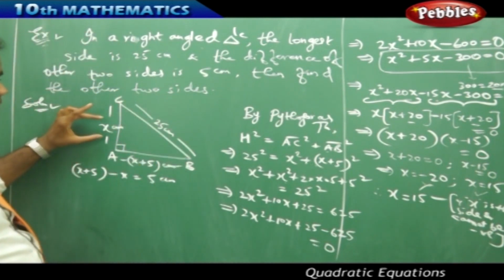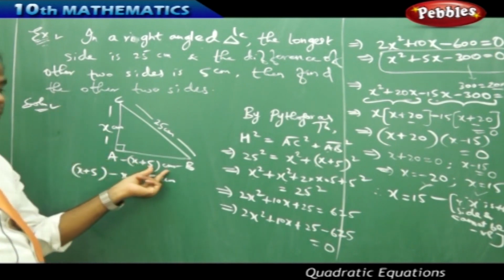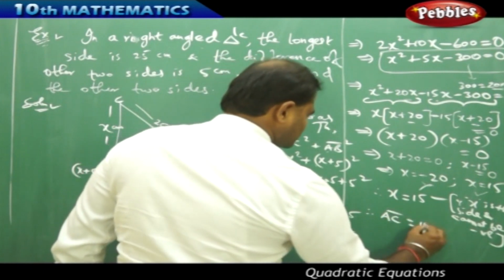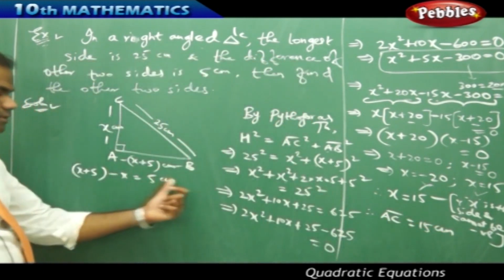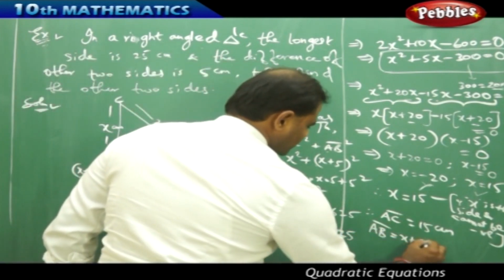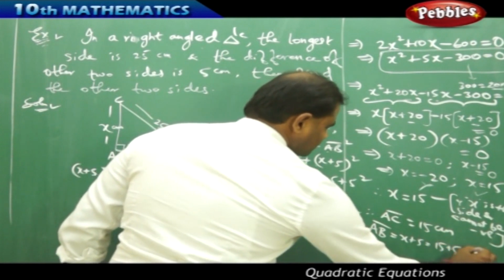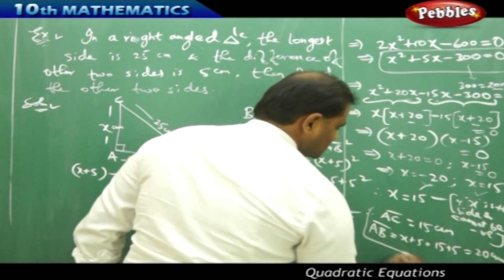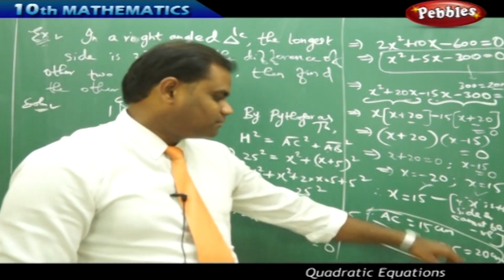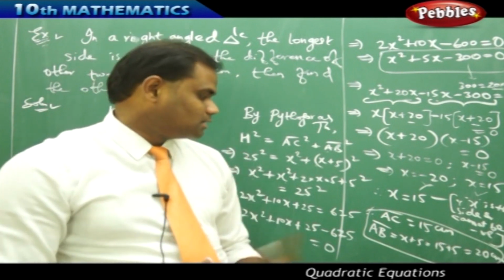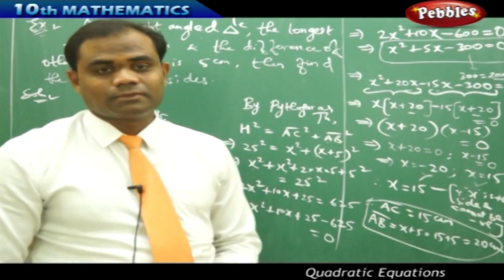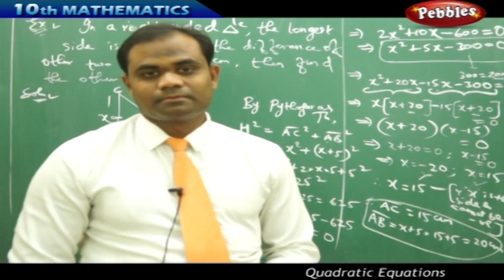But indirectly the question here is to find the other two sides. I can find the sides. One of them is 15, the other is 15 plus 5. Therefore, AC is 15 centimeters, and my AB, which is x plus 5, is 15 plus 5, which is 20 centimeters. So these are the other two sides of the right angle triangle. One side being 15 centimeters and the other side is 20 centimeters in a right angle triangle ABC, is how I understand the concept.